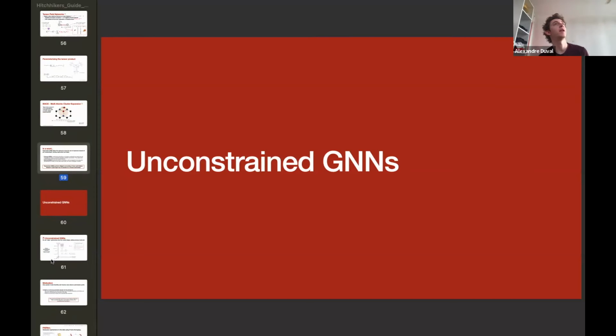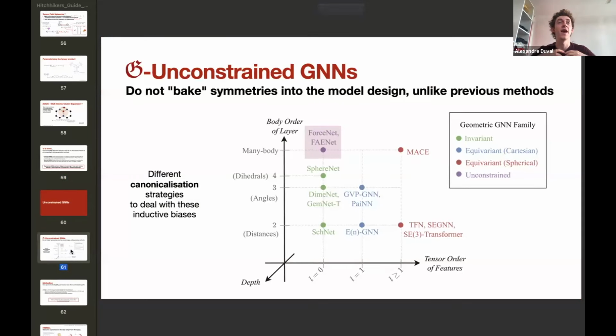So let's move now to the last family of geometric GNNs. We called it unconstrained GNNs, and I think it's the most recent of these families. And the underlying idea behind unconstrained GNNs is that we do not bake the symmetries into the model like invariant methods or equivariant methods do, but instead we're going to use different strategies to enforce or just approximate these symmetries. It can be canonicalization functions, soft constraints, or local frames, but we regrouped inside this paradigm all these methods that decide not to enforce the symmetry directly into the model.